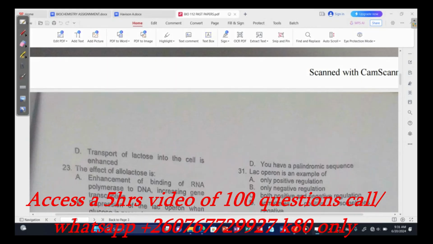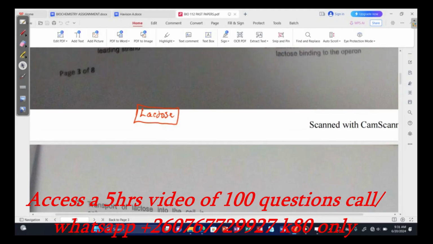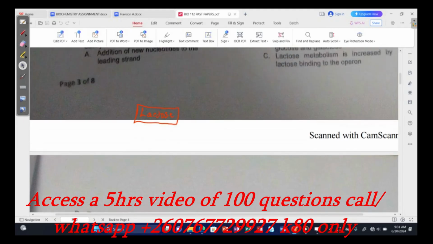D reads, the transport of lactose into the cell is enhanced. That is, if lactose is present, the transport of this lactose into the cell is going to be enhanced. That is going to be the transportation of lactose. So we now have to check C and D, which one is more accurate. Lactose metabolism is increased by lactose binding to the operon. So C is not accurate enough because lactose doesn't just bind to the operon, it binds to the repressor.